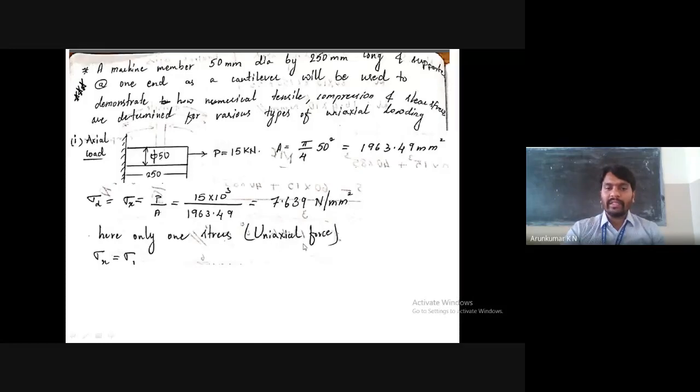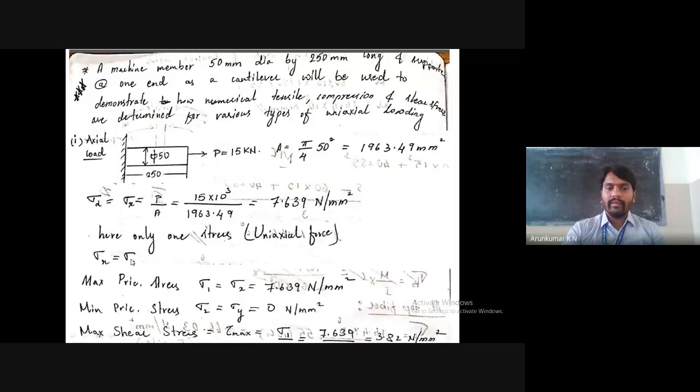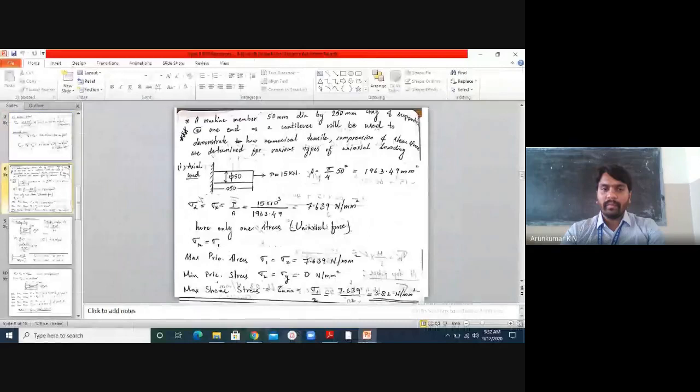Yeah, look at that. We know that uniaxial force is there. What about the condition in uniaxial stress? Sigma x will become equal to sigma 1. Clear?